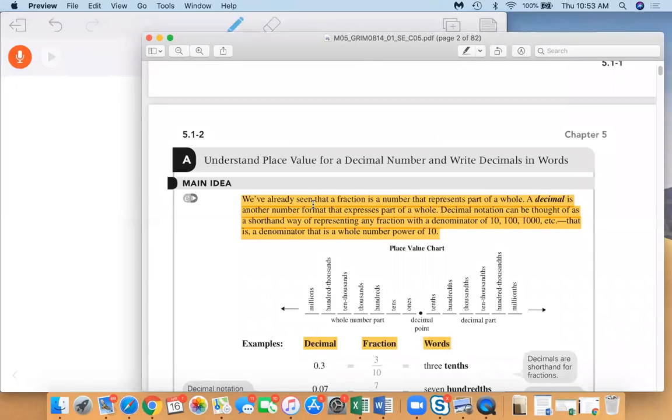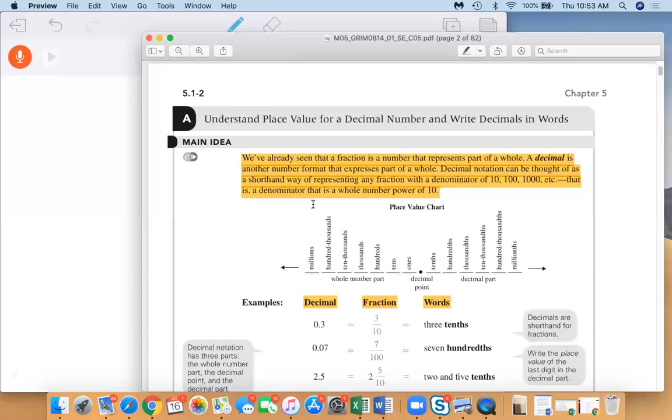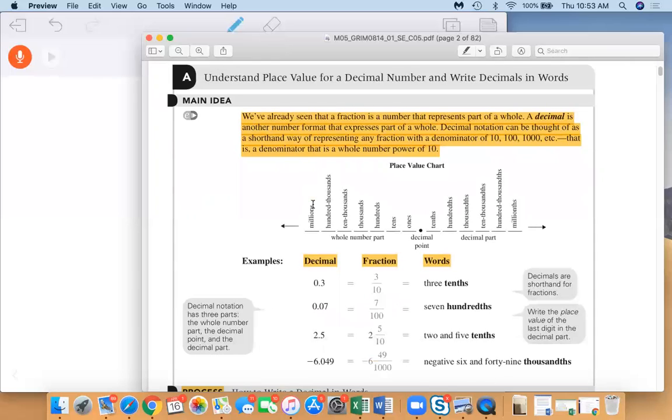But the first thing we need to talk about is how to understand place value for a decimal number and write decimals in words. The reason this is so important is decimal places are very similar to the names for whole number parts. And this is something where I've seen people get confused. So it's really important that you guys understand this. So we've already seen that a fraction is a number that represents part of a whole. A decimal is another number format that expresses part of a whole. Decimal notation can be thought of as shorthand way of representing any fraction with a denominator of 10, 100, 1,000, etc. That is a denominator that is a whole number power of 10.